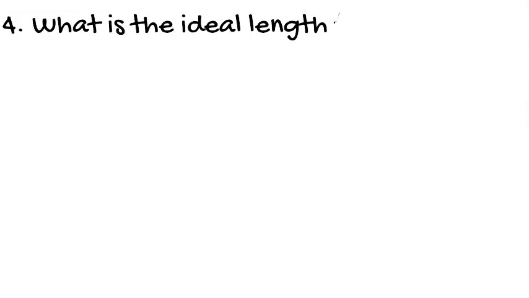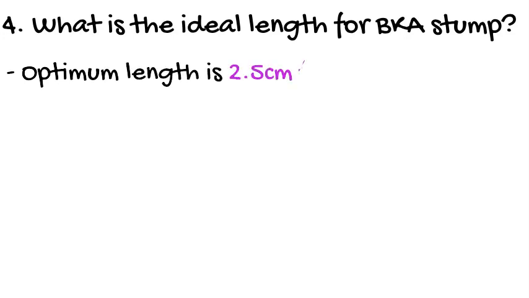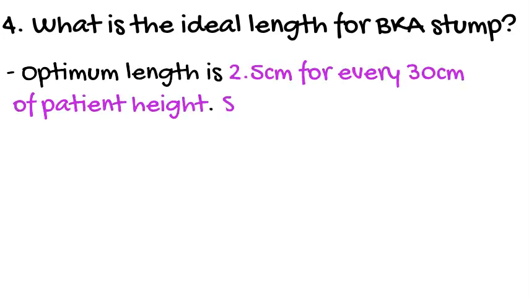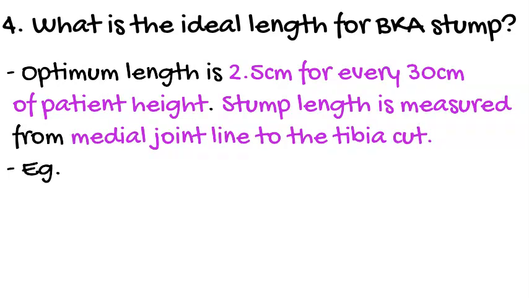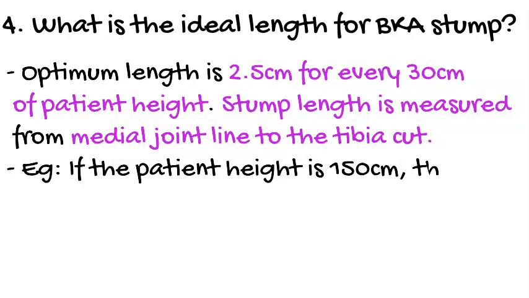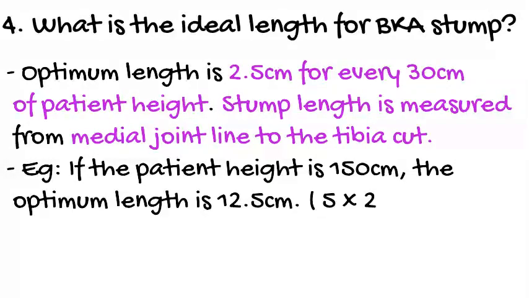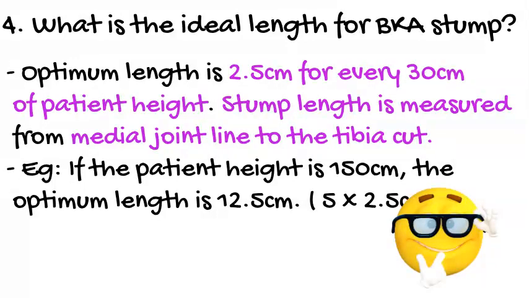For question number 4, what is the ideal length for BKA stump, below knee amputation stump? Any idea? Well, actually, the optimal length is 2.5 cm for every 30 cm of patient's height. Stump length is measured from medial joint line to the tibial cut. Example, if the patient height is 150 cm, the optimal length is around 12.5 cm, whereby 5 times 2.5 cm.